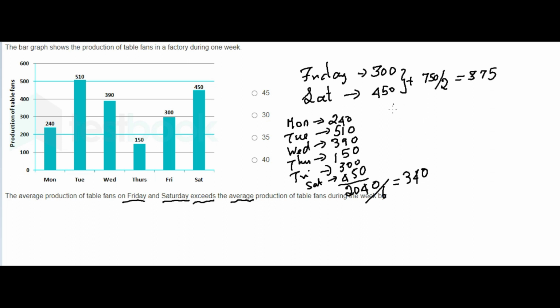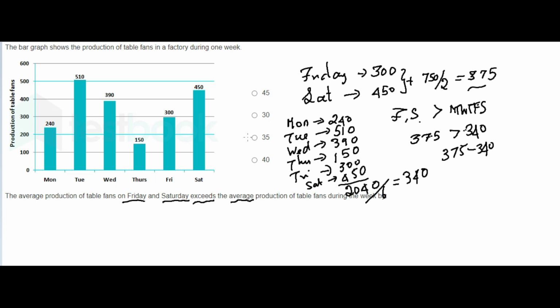So both Friday and Saturday, how far does it exceed the average of Monday, Tuesday, Wednesday, Thursday, Friday, and Saturday? Is it right? So you take the average value of Friday and Saturday, which is 375. And now it is surely greater than 340. How far is it exceeding? You just subtract: 375 minus 340. So that's about 35. Is it right?